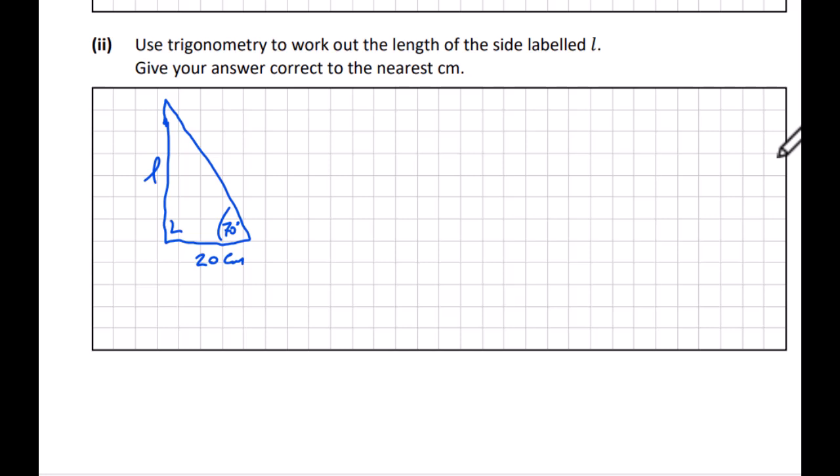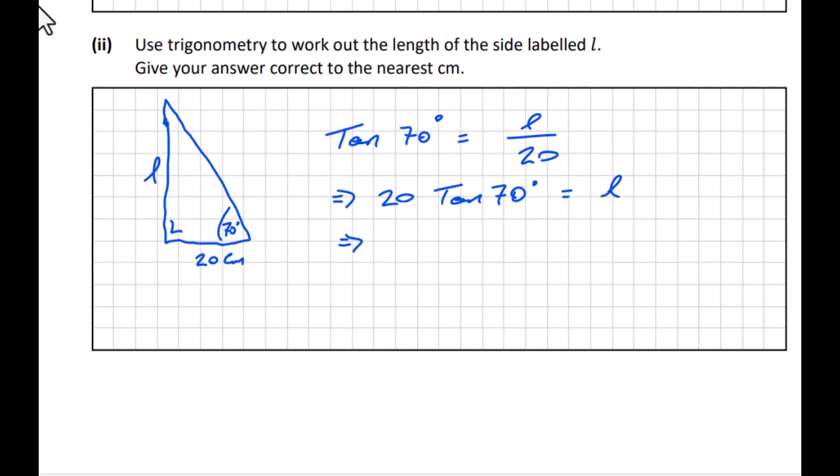It says use trigonometry. So what we have is the opposite and the adjacent, so we're going to use tan. We're going to say the tan of 70 degrees is L over 20. Multiply across by 20, so you get 20 tan 70 is equal to L. So you just do that on your calculator. Again, make sure it's in the correct mode. 20 tan 70 is 55 centimeters, and that's to the nearest centimeter. That's it for this question.